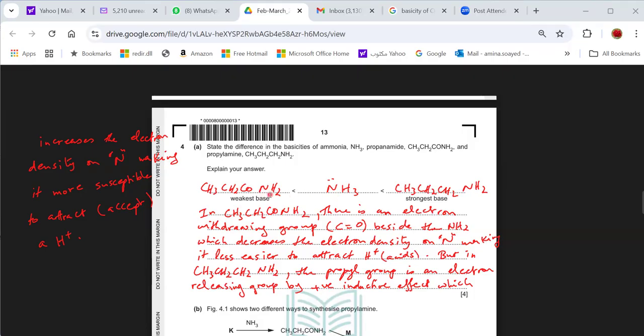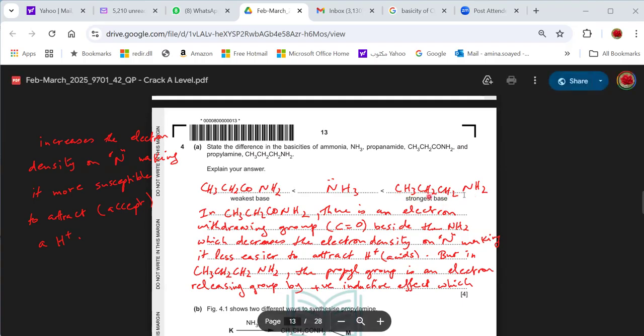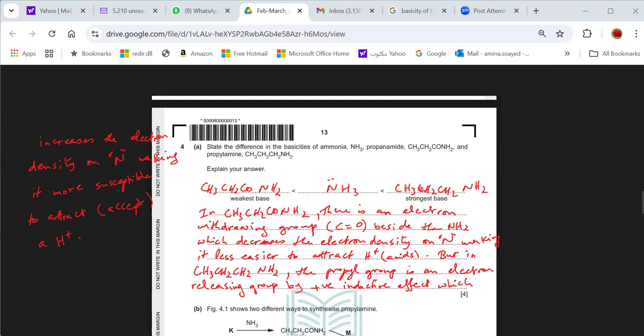and so it will be less attracting to protons, whereas in propylamine, we see that the propyl group is an electron releasing group by positive inductive effect, and this will increase the electron density on the nitrogen, and so it will be more able to attract a proton.